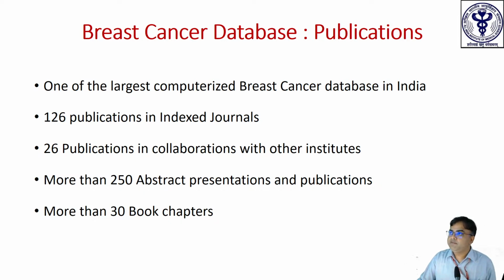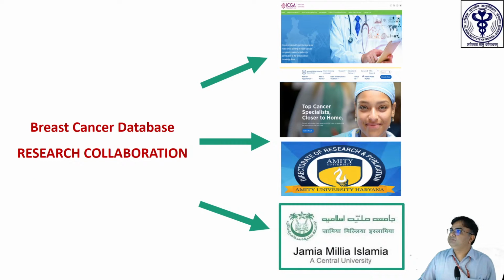We have produced almost 126 publications in indexed journals, out of which 26 are in collaboration with other institutes. We have done almost 250 plus presentations and publications and more than 30 book chapters. With the help of our database, institutes like Indian Cancer Genomic Atlas, MSKCC, Amity University, and Jamia Islamia have worked, and out of these Indian institutes, a dozen PhD students are now working in America and other foreign countries.